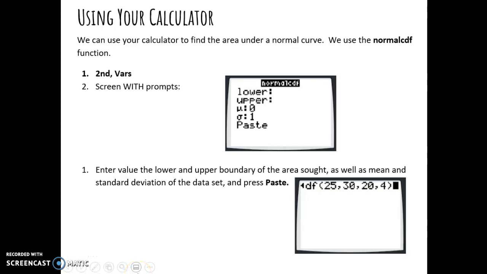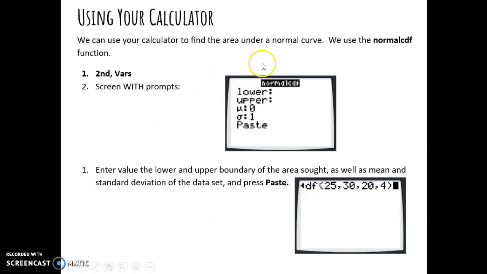This video is the normal distribution part 3. We had just finished talking about how to use your calculator to calculate the area under the normal curve, which represents two things. It represents the proportion of the population within the boundaries you've given, and it also represents the probability that an individual chosen from the population would be within those boundaries.